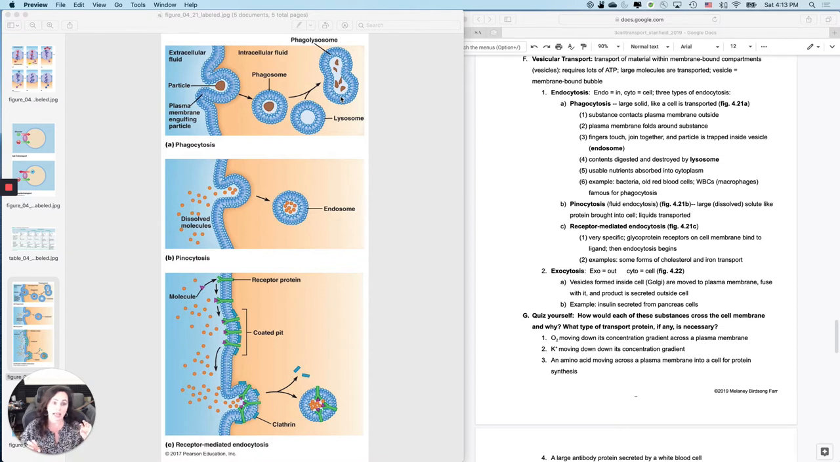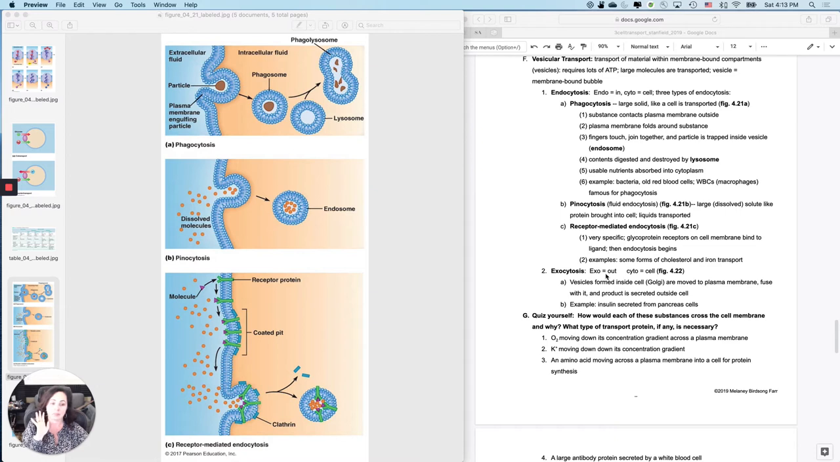This is how you get rid of old red blood cells. This is how macrophages often work. And then pino, or pinocytosis, is when you do the same thing, but instead of taking in a solid, you take in a bubble of extracellular fluid that has something in it. So this is pinocytosis, and that is fluid endocytosis. It's taking in fluids and solutes, but about the same price, about the same speed as phagocytosis.